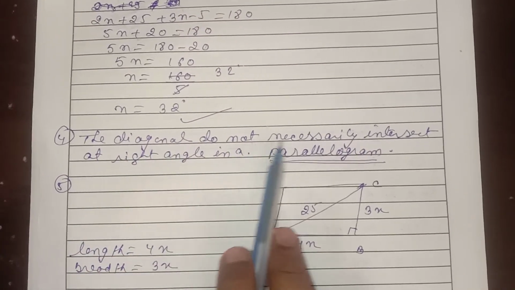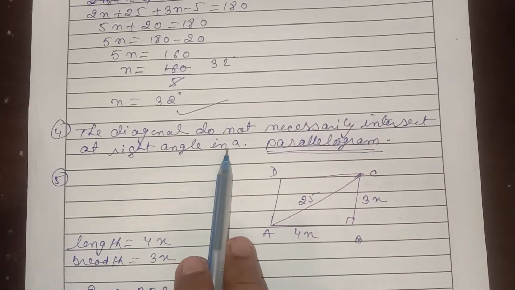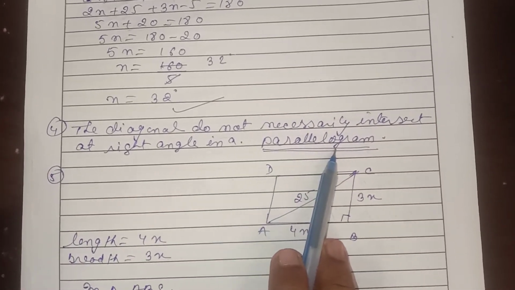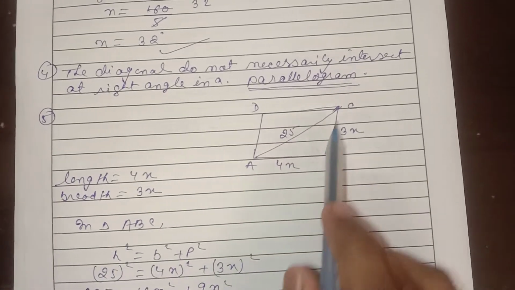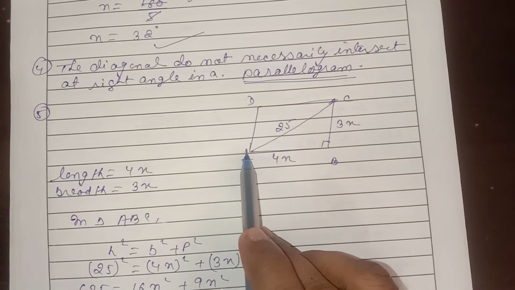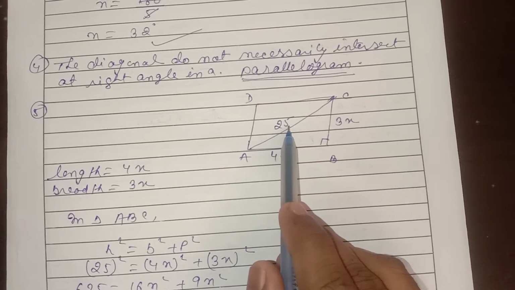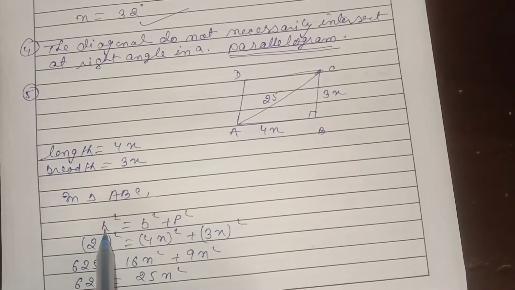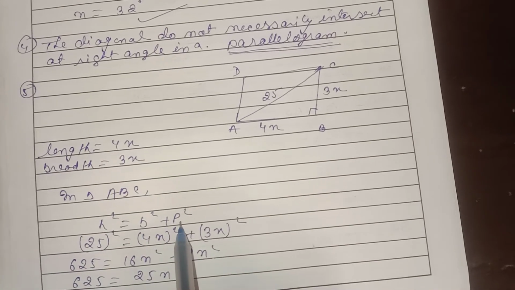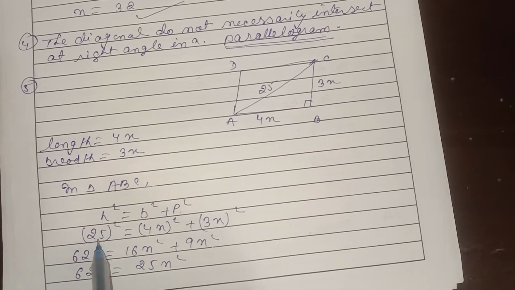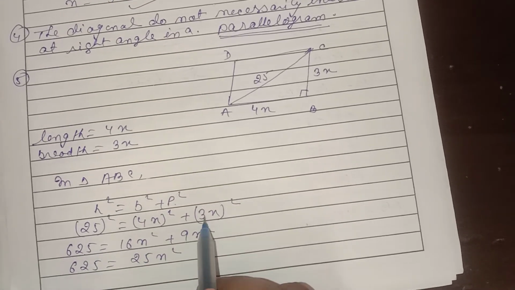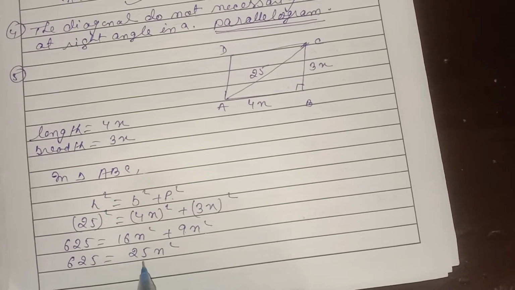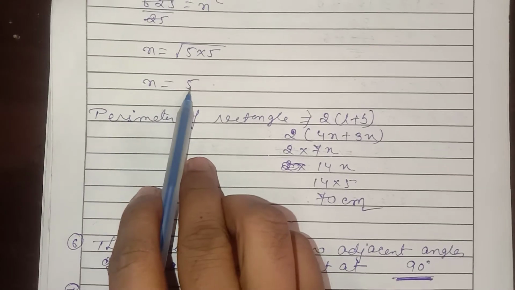The diagonals do not necessarily intersect at a right angle in a parallelogram. Here, same type of question we have got. Length is 4, breadth is 3 and the hypotenuse, that means the diagonal, is given as 25. Just now we have studied hypotenuse square is equal to base square plus perpendicular square. Hypotenuse 25 square, that is 625. Base, that is 4x, 16x square plus 9x square. If you add both of them, you should get 25. Value for x is 5 here.